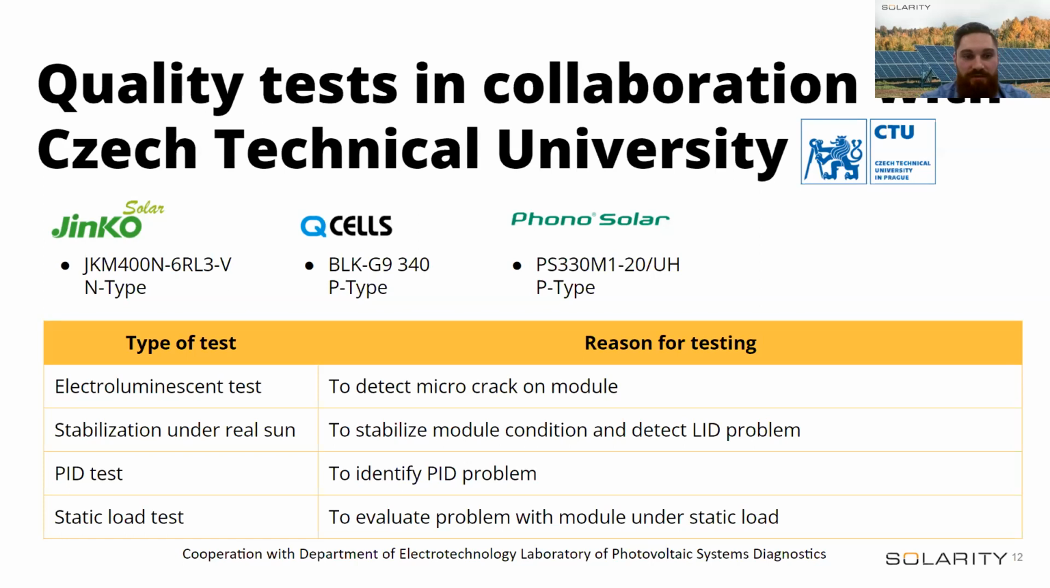What did Czech Technical University do? First, they started with an electroluminescence test. The current passes through the PV cell, and light emission occurs.